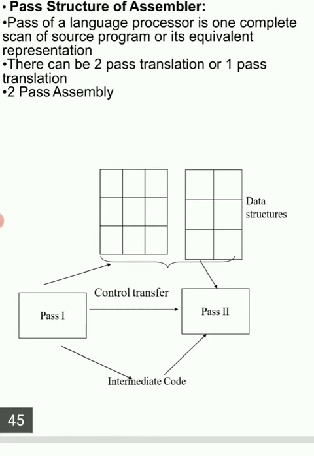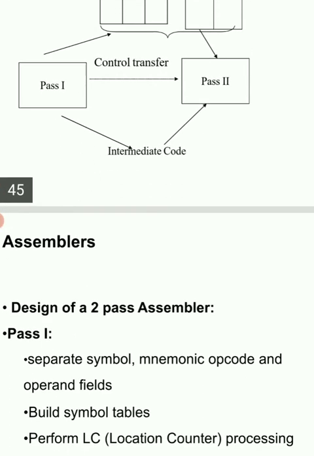So here you can see the pass structure of an assembler. A pass of a language processor is one complete scan of a program, or its equivalent representation. So here we can have a two pass translation or a one pass translation. Means we can use a one pass translation as well as a two pass translation. You can see pass 1 and pass 2, and in between these two we can directly do control transfer.